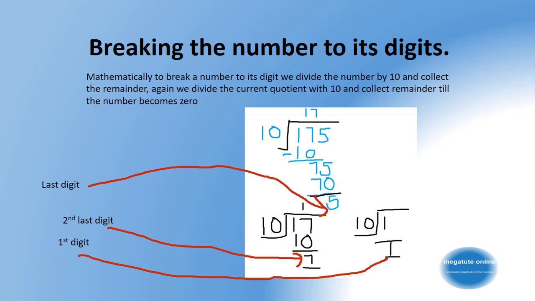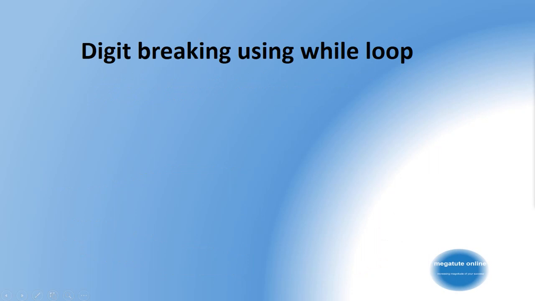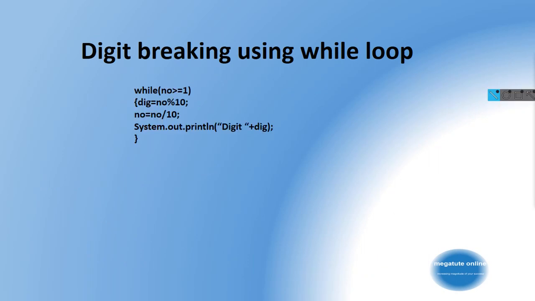Now let's see how we do it in Java. When we use a while loop to code it, I need to run a while loop till the number is more than or equal to 1. Till it is at least 1, that means it has not become 0. Now we know that we use the modulus operator to find the remainder. So here I have taken a variable digit into which I am storing the remainder. The digit which I have shown you in the previous slide is that remainder. So digit will store the number modulus 10, whatever remainder you get stored here.